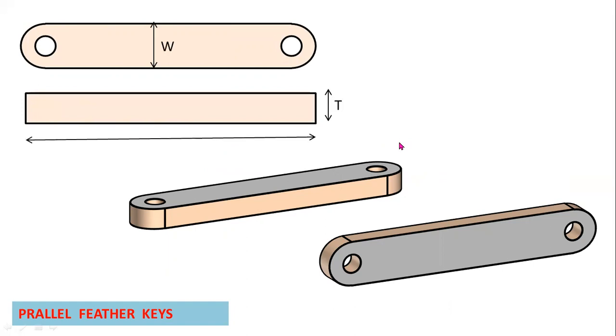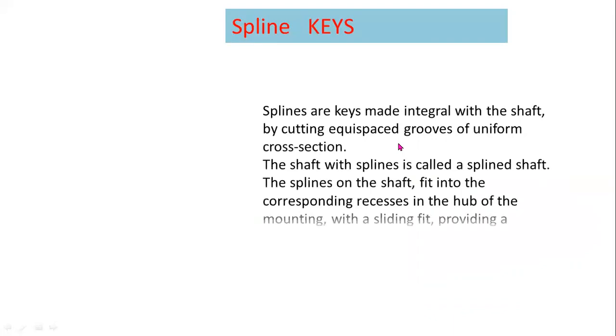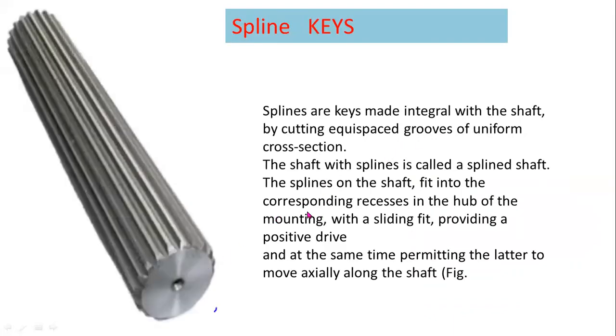Spline keys. Splines are keys made integral with the shaft by cutting equispaced grooves of uniform cross section. The shaft with the splines is called a spline shaft. The splines on the shaft fit into the corresponding recess in the hub of the mounting with a sliding fit, providing a positive drive and at the same time permitting the latter to move axially along the shaft.